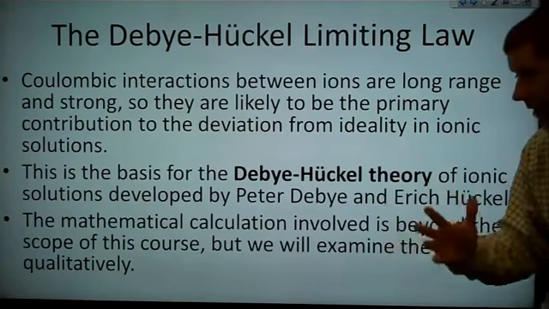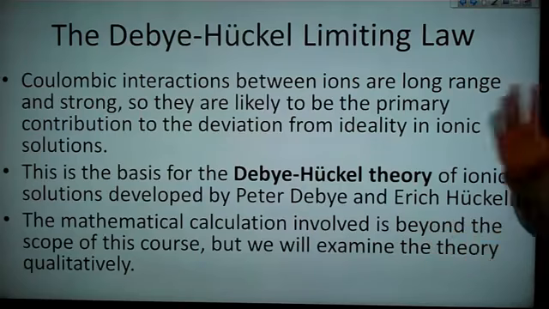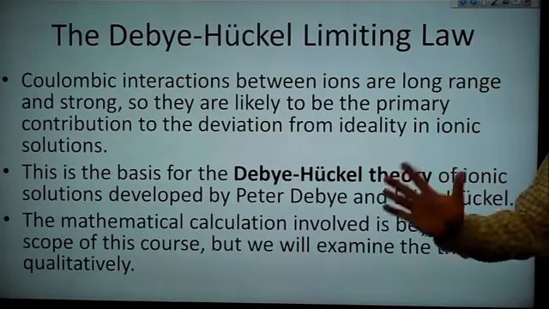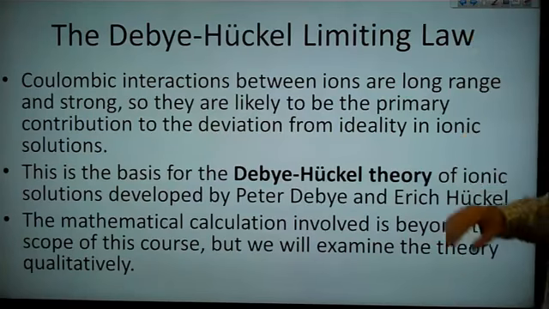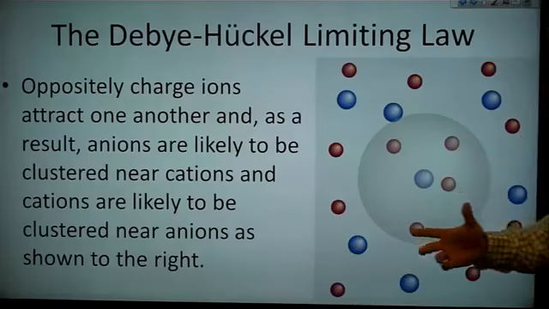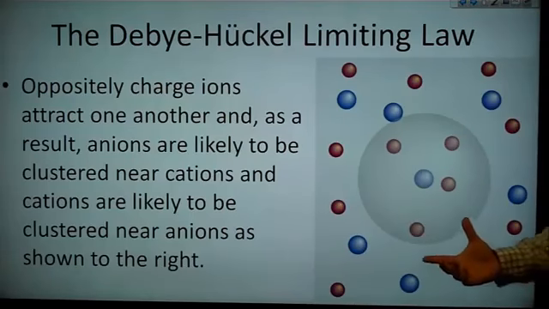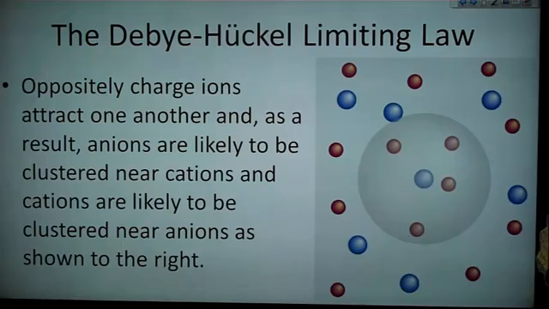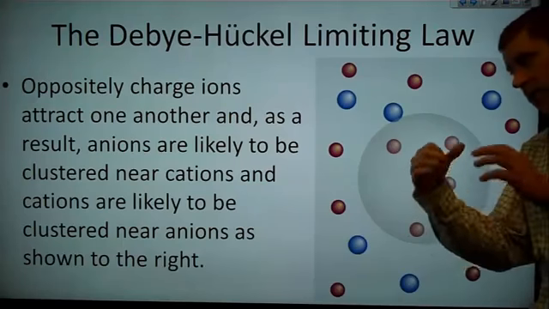Now, the mathematical calculation involved here is beyond the scope of this course, so we're not going to get into it at all, but we're going to examine the theory qualitatively and what it means for us. And so, oppositely charged ions will attract one another, and this means that, as a result, anions are likely to be clustered near cations, and cations are likely to be clustered near anions.